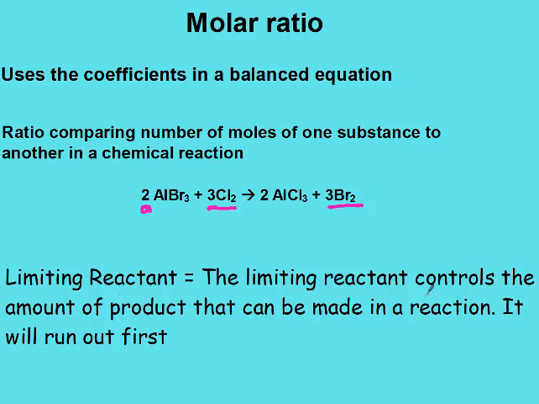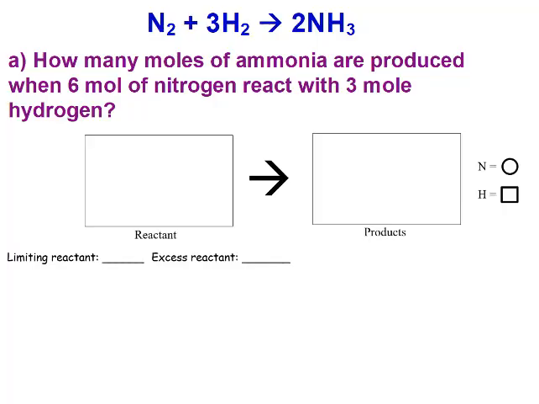So the limiting reactant is the reactant that controls the amount of product that can be made in a reaction. It runs out first. So in this lesson, we're going to be talking more on the particle level and understanding what it means for stoichiometry and limiting reactants. So we have our equation that we saw a few minutes ago. It says that we have 6 moles of nitrogen reacting with 3 moles of hydrogen.